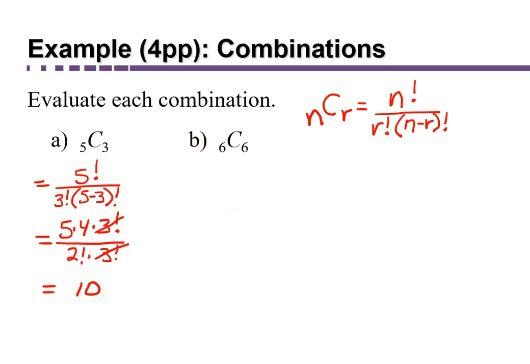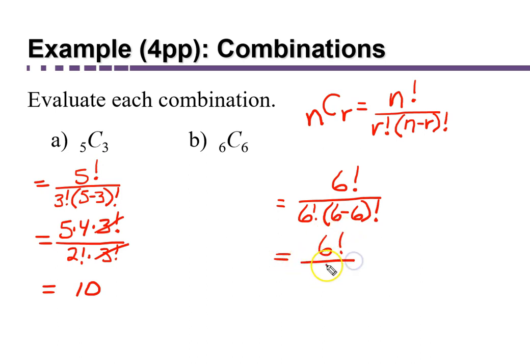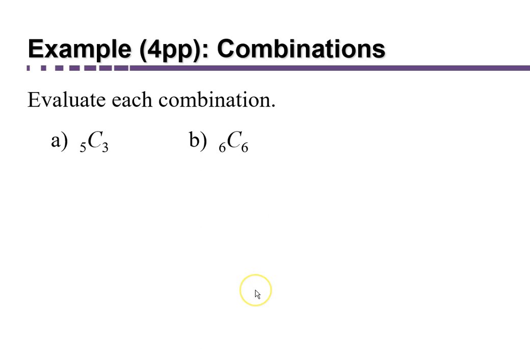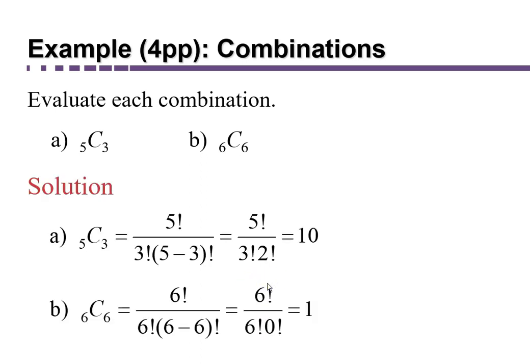And let's set this one up too. So as we continue this, our n is 6, our r is 6. So 6 minus 6 is 0 factorial, which is 1. So actually here we end up with 6 factorial divided by 6 factorial, and anything divided by itself is 1. All right, let's check this out here. And there we see it. Again, that was example 4. Be sure you're labeling your work.